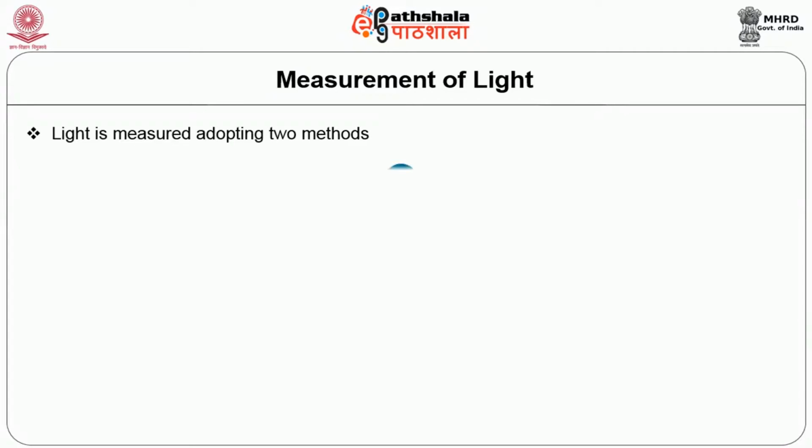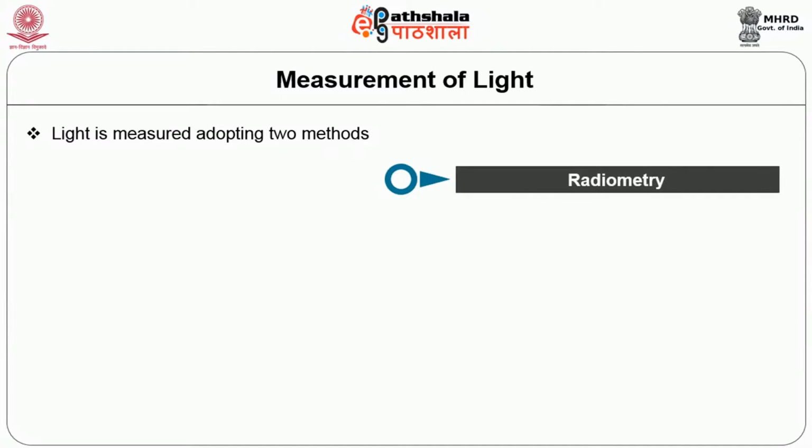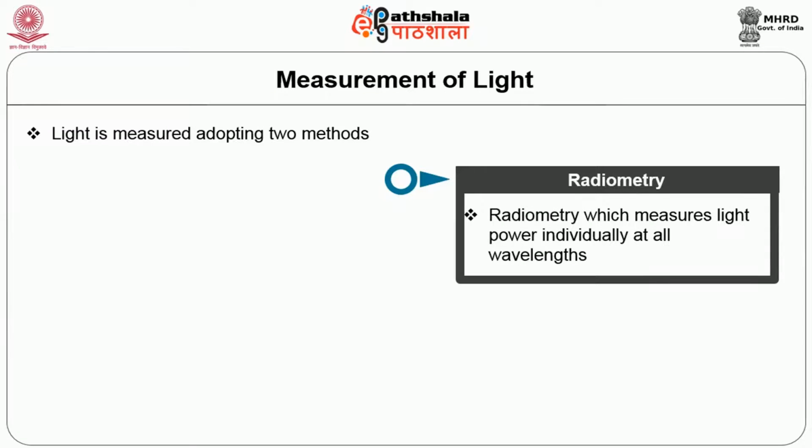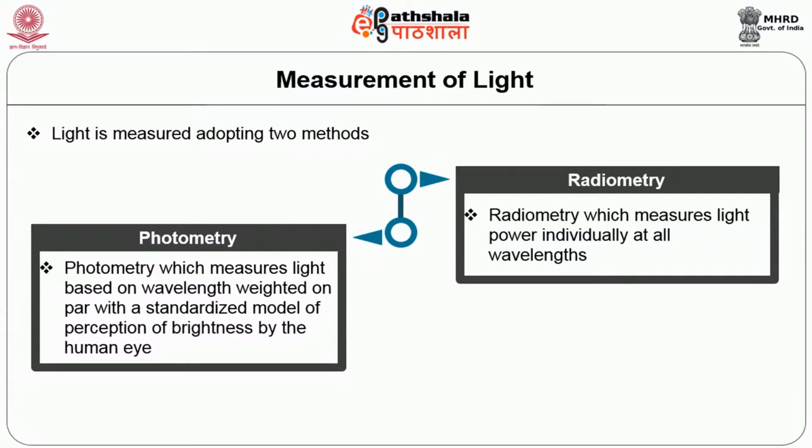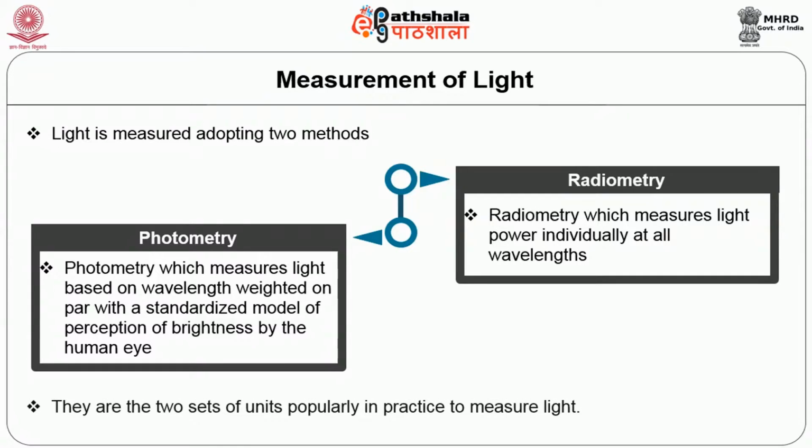Light is measured adopting two methods. Radiometry, which measures light power individually at all wavelengths, and photometry, which measures light based on wavelength weighted in par with a standardized model of perception of brightness by the human eye. They are the two sets of units popularly in practice to measure light.